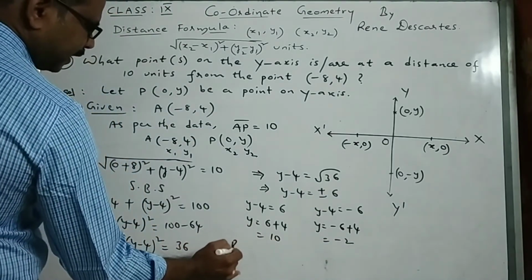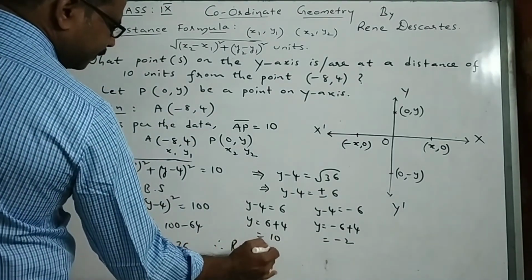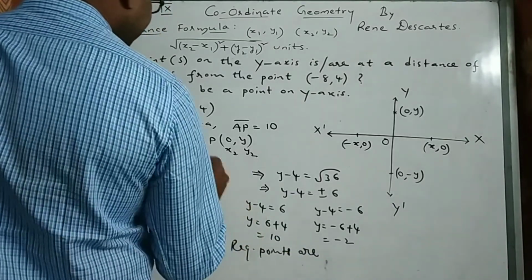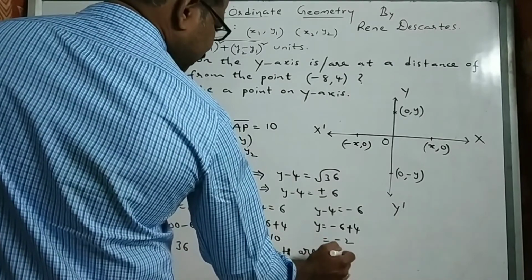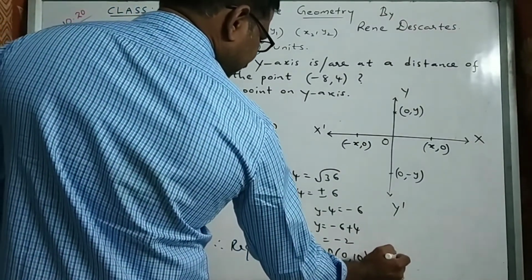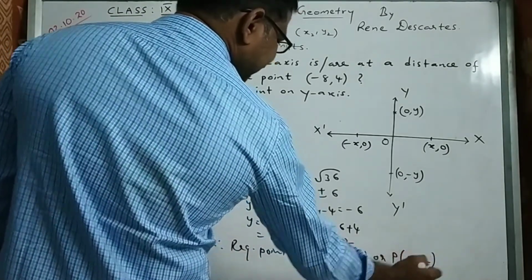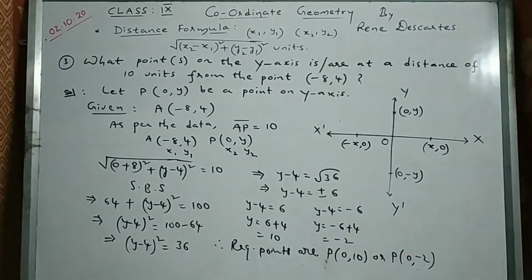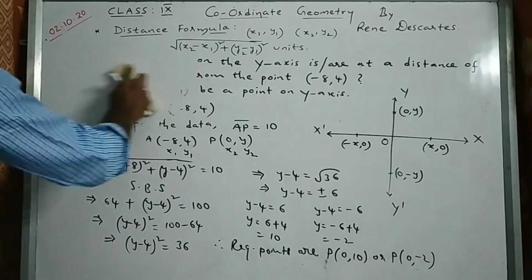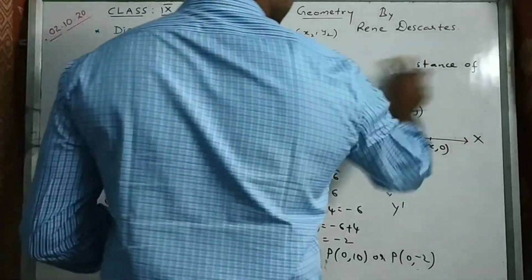So what are the required points here? My assumption is P of 0 comma y. 0 comma y means I can take 10, or minus 2. So 0 comma 10 or 0 comma minus 2. Anyway we can take. Hope it is clear. We will see one more problem. Practice carefully. It will be easy for you.